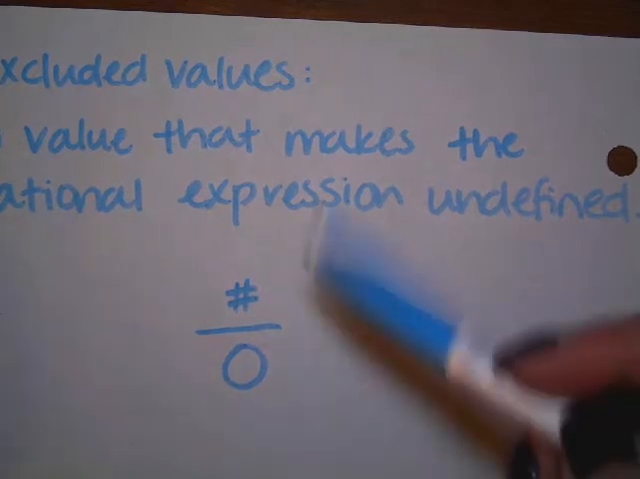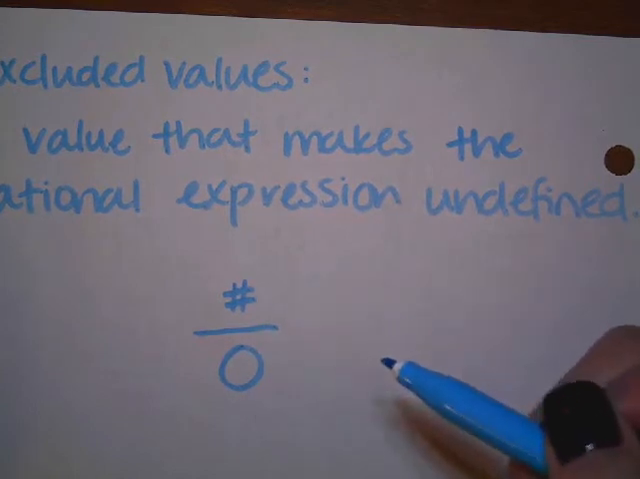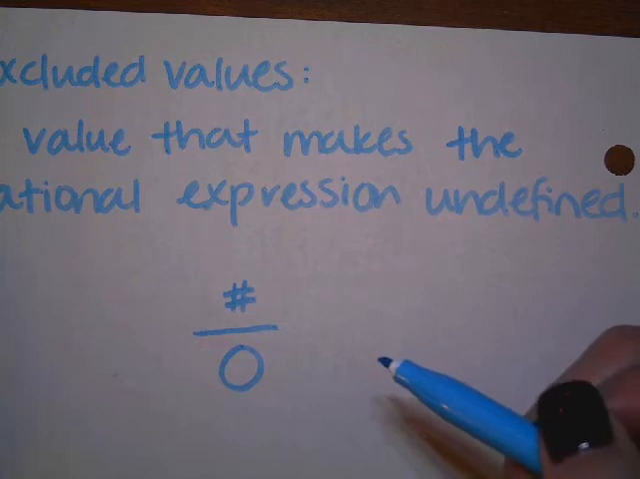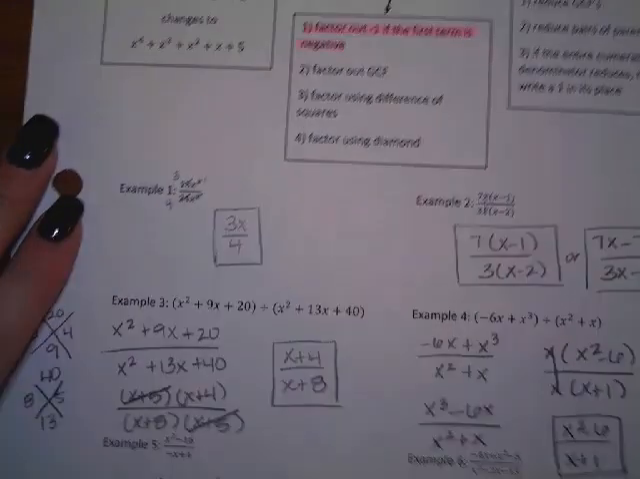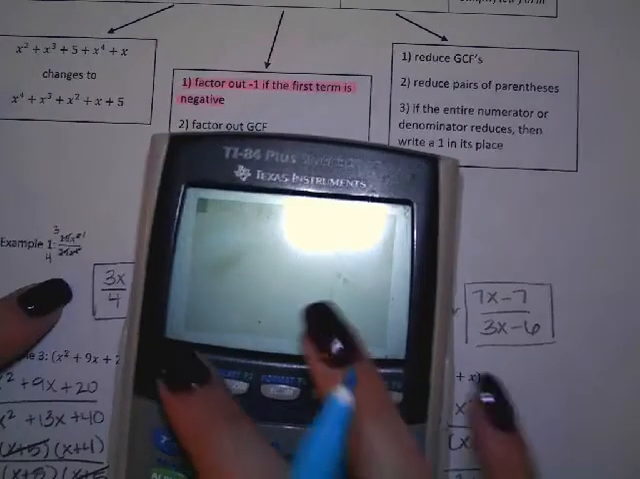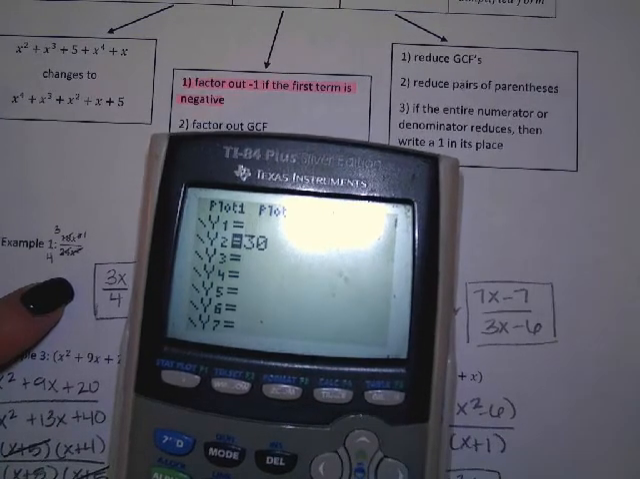So here we have to make sure that we're not dividing by 0. So whatever number you plug in for the variable that gives you 0 on the bottom, that number is an excluded value, okay? So what I'm going to show you is we're going to go back through each of these examples, and I'm going to show you what the excluded values are, okay? So when we have an expression, we can graph it. You do not have to graph these. I'm just going to show you, okay?